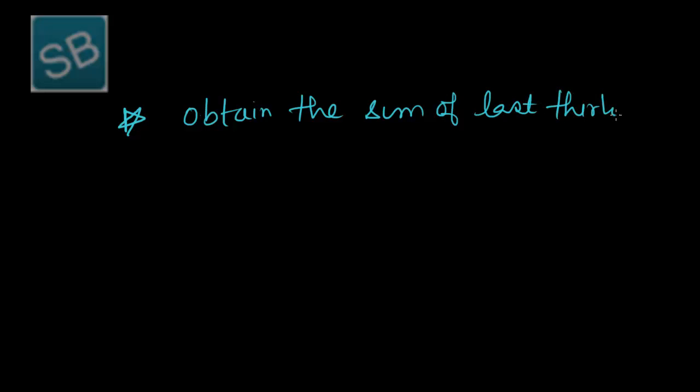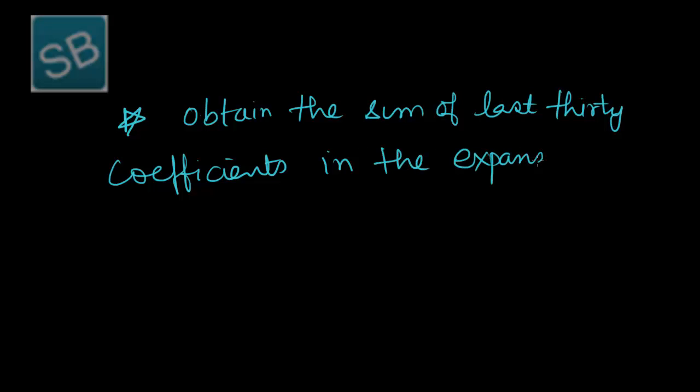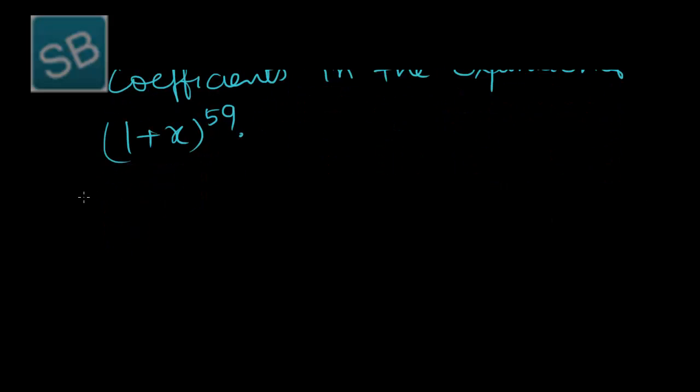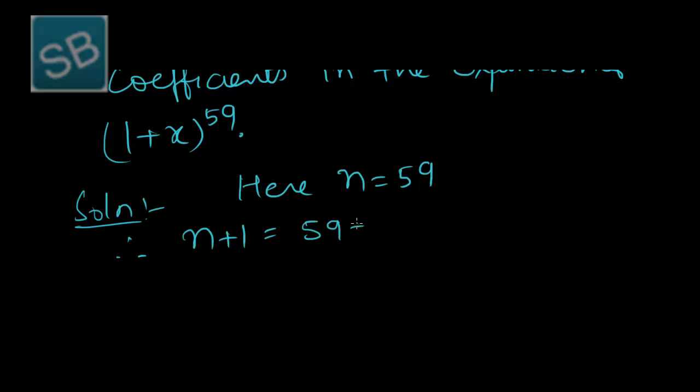Now the next problem is, obtain the sum of last 30 coefficients in the expansion of 1 plus x raised to power 59. So we have to find here the sum of last 30 coefficients. First of all, here n is equal to 59. That means n plus 1, that is 59 plus 1, 60 terms are there.